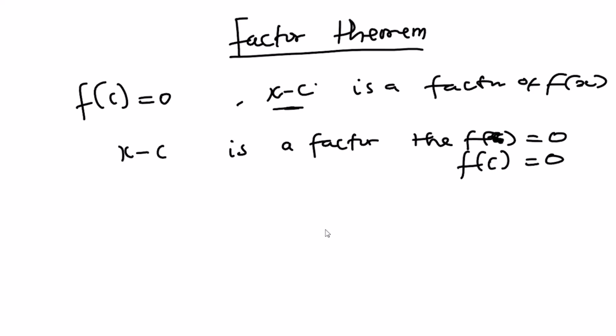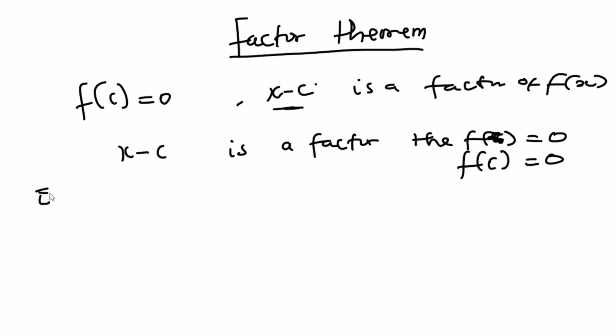Or if you take a linear divisor, you divide it, and you are getting a remainder to be 0, then that particular divisor is what? A factor of that polynomial. Alright, let's take an example on that.